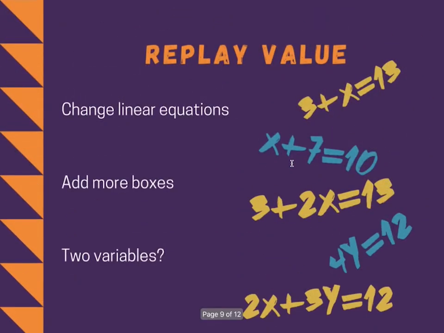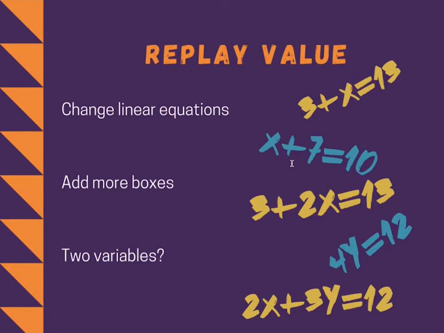How about the replay value? We need to be creative here. First, we can use different linear equations. For example, instead of 3 plus x equals 13, we can use x plus 7 equals 10. However, in this game, for the linear equations that we use, the value of x should be a positive integer. For this type of linear equation, we just use one box.